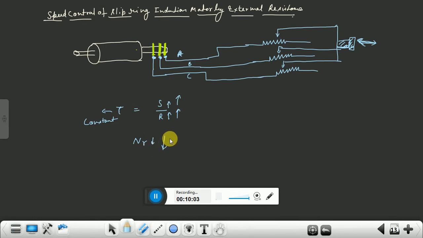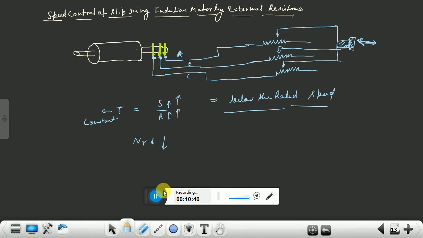So this is your speed control of slip ring motor by using external resistance. Basically this method is used for speeds below the rated speed. This method is used to rotate our rotor below the rated speed.